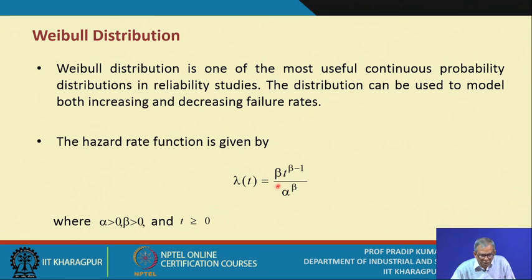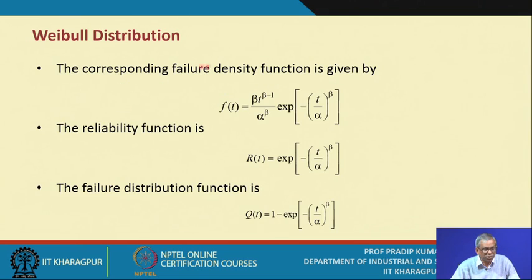So what is lambda t? Lambda t is beta t to the power beta minus 1 divided by alpha to the power beta. So this is a simplified expression where alpha is greater than 0. Beta is also greater than 0 and t is greater than or equal to 0. So the corresponding failure density function is given by this.